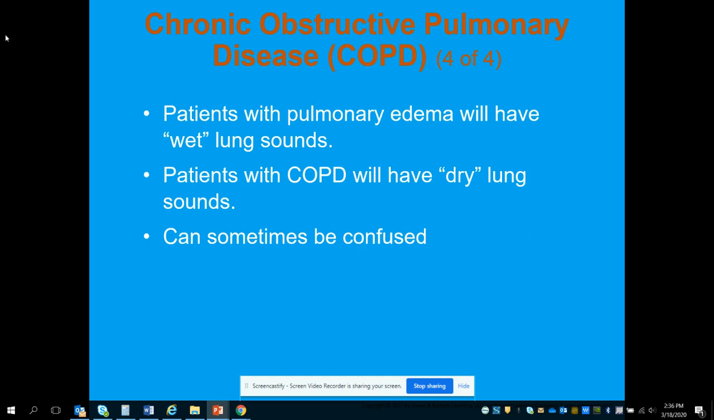These patients with pulmonary edema will have wet lung sounds. So that's our CHF patients, wet lung sounds. And patients with COPD have dry lung sounds. So we don't want to get those confused. Pulmonary edema has that crackling, bubbling, rale sound, versus COPD or wheezing. Very important that we can differentiate between those two because the treatment will be quite different.